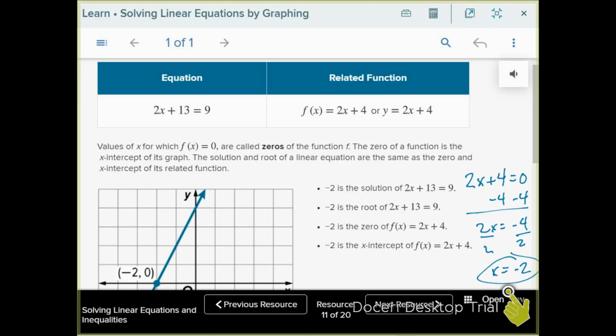That's how they are getting these. So -2 is the solution to the original equation. -2 is the root of this as well, because again, roots and solutions are synonyms. -2 is the 0 of our function notation. Again, since -2 was the answer when we set it equal to 0, -2 is called the 0. And -2, since it is a 0, will be the x-intercept of our graph, which we can see right here.